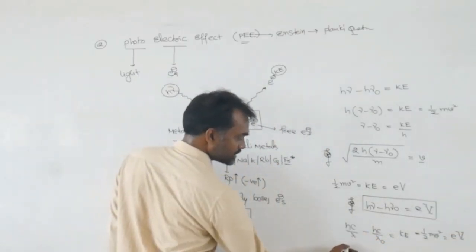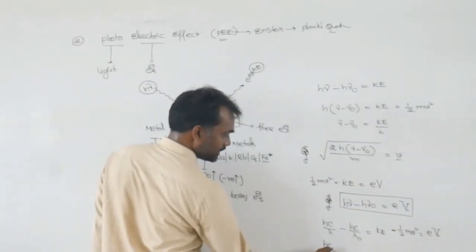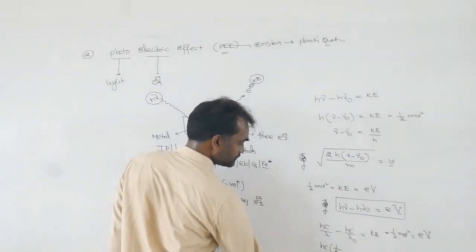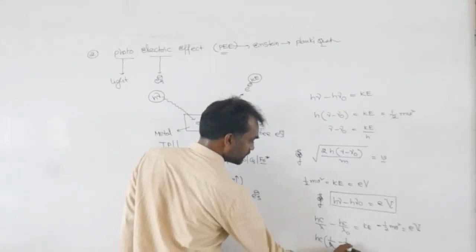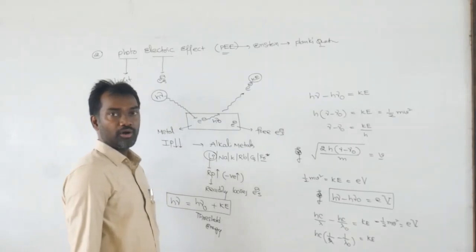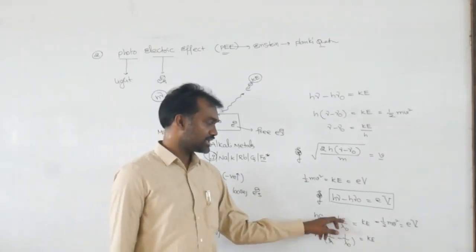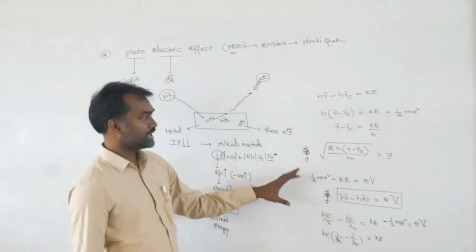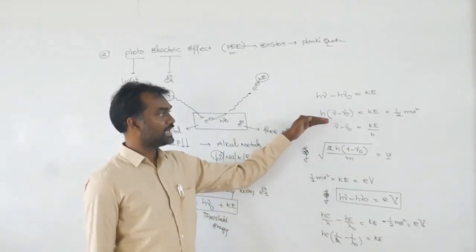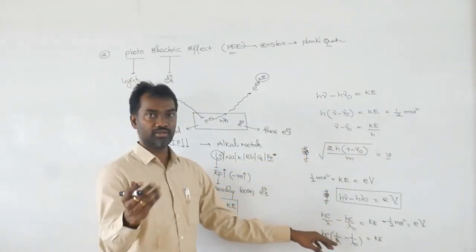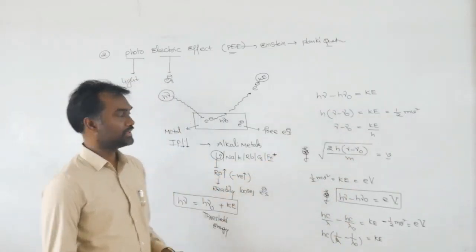Here, who is common? hc. hc is common, so 1 by lambda minus 1 by lambda naught equals kinetic energy. In the problem, according to what values are provided and what they are asking, you can move accordingly. So in the problems, these are the linked formulas. If you are perfect in this, you can do whatever problem comes.